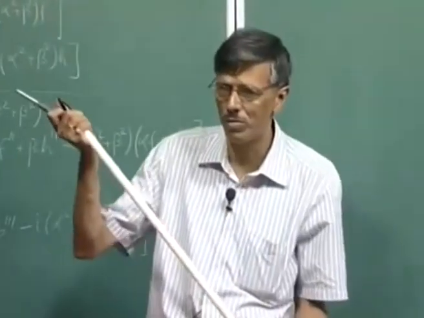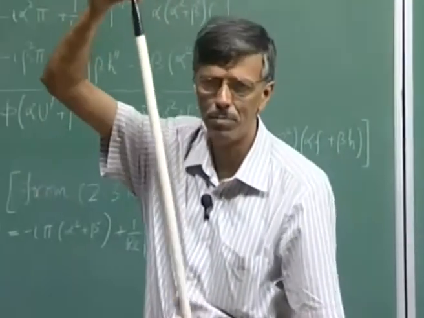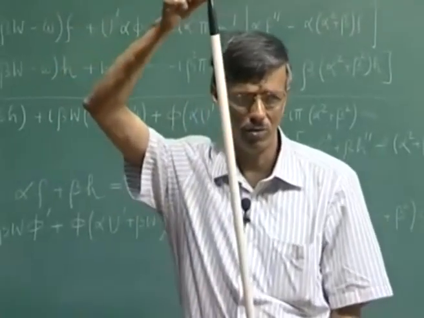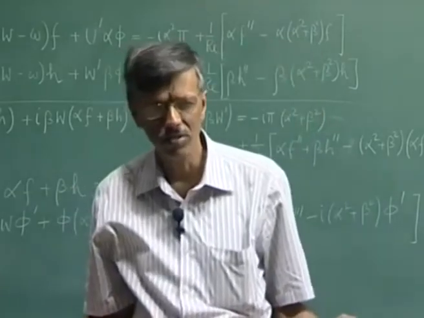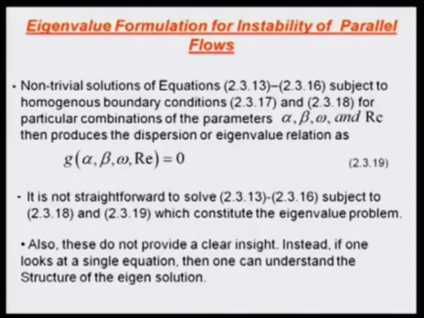For example, the simple problem, if I take a column like this and I apply an axial load, then what can happen? It can buckle, and that is a classical instability problem studied by Euler long ago. Okay. So, the same thing, we are looking at a homogeneous differential equation with homogeneous boundary condition, but then we will find out a combination of the parameters of the problem. And what are the parameters in this case? Well, they are the coefficients in the differential equation.